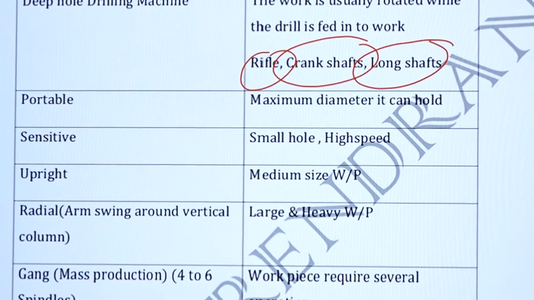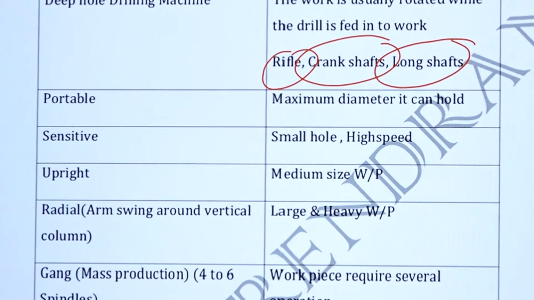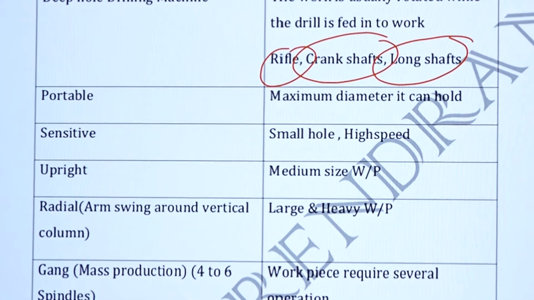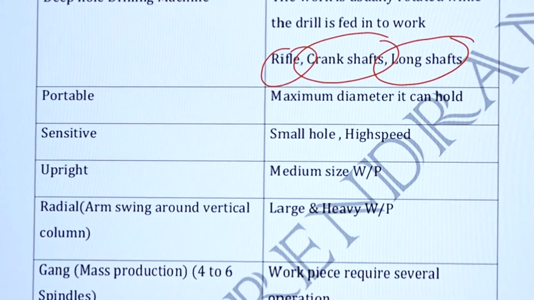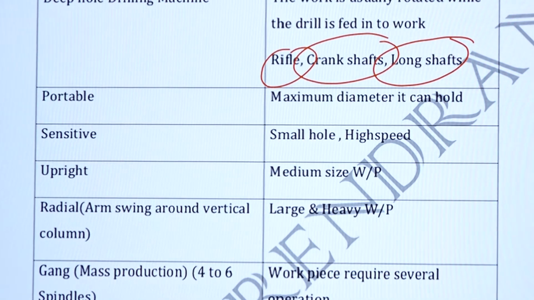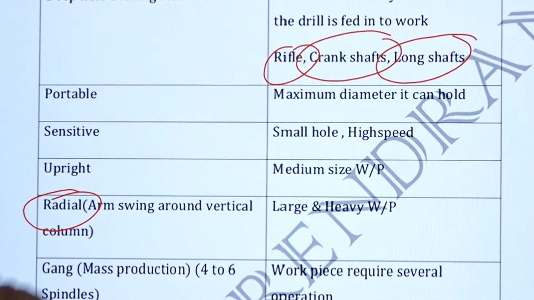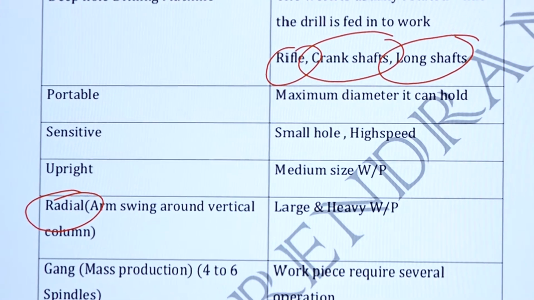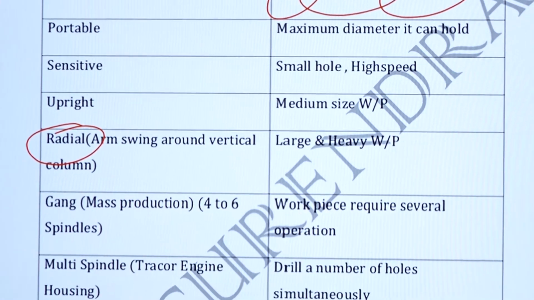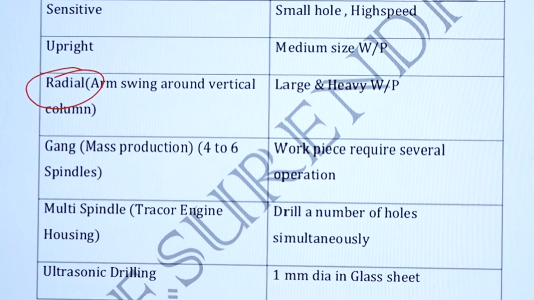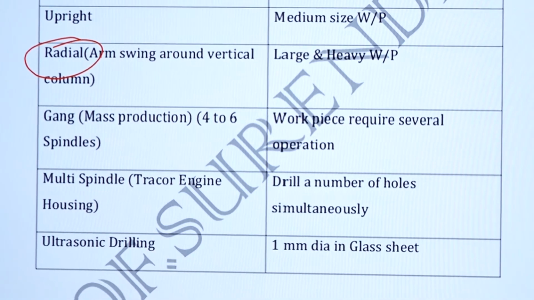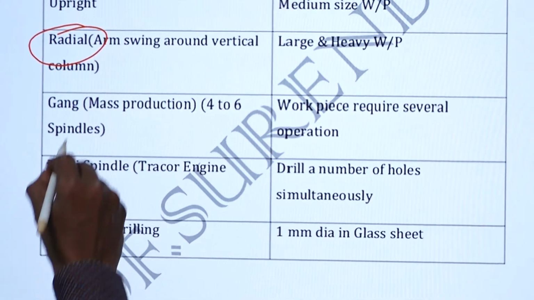Next is the sensitive drilling machine. Sensitive drilling machine is used only for small holes and high speed. Upright drilling machine is used for medium size workpieces. Radial drilling machine is used for large and heavy workpieces. And gang drilling machine is used when the workpiece requires several operations.